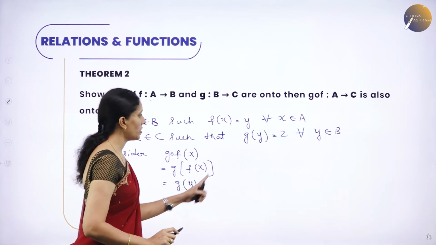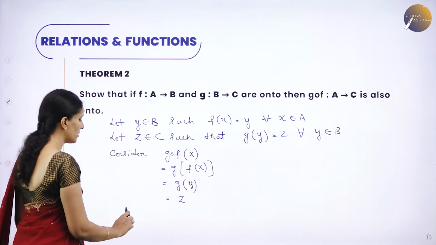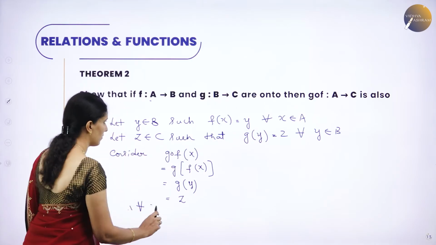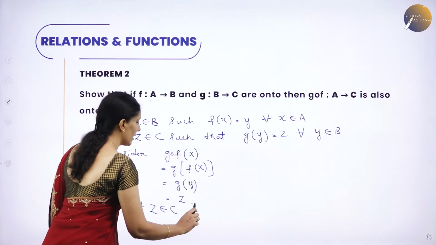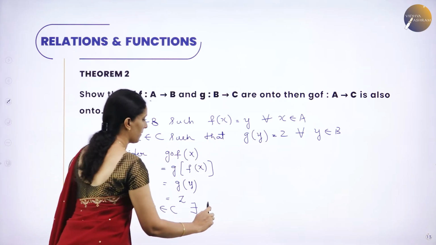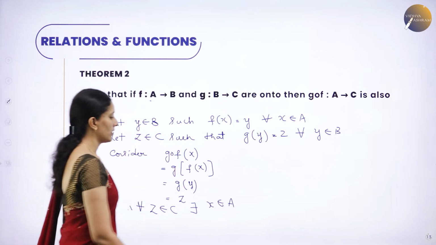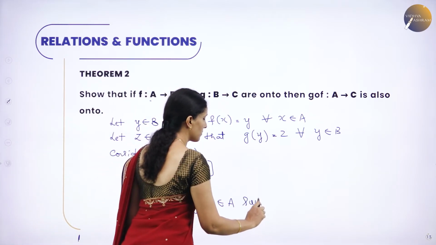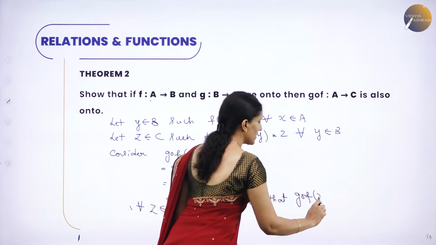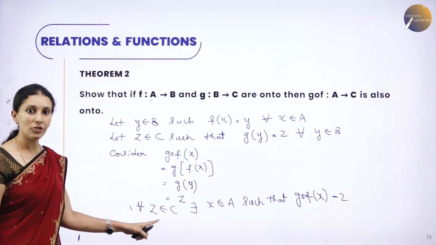What is g of y? g of y is equal to z. So, this means what? Therefore, for all z belongs to C, there exists an element x in set A such that g naught f of x is equal to z. This is satisfying the condition of onto.